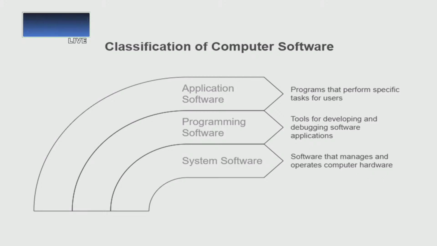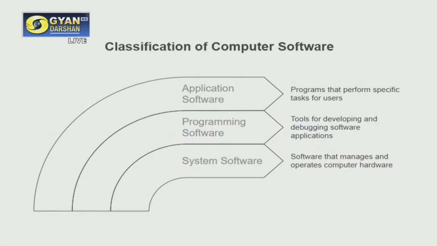We have application software, programming software, and system software, wherein the application software are the programs that perform specific tasks for the user. That is, they are available to the end user. So if we have, say, Open Office, Microsoft Office, or we are browsing the internet, all those things. So applications which are performed at the endpoint are covered under application software.